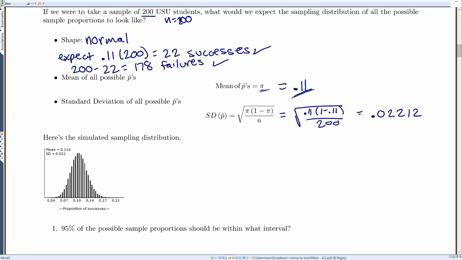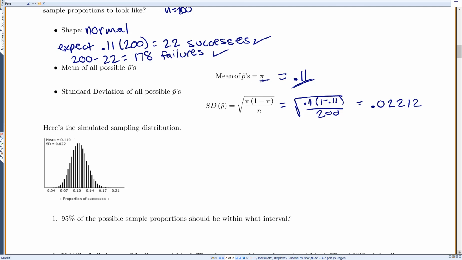Please pause the video. Make sure you can actually put that into your calculator correctly. Now, I also gave you the simulated sampling distribution if I did it 10,000 times. So notice it does look normal. The mean matches what I calculated. The SD matches what I calculated. So these formulas let us know what the sampling distribution will look like before we ever actually do a simulation.